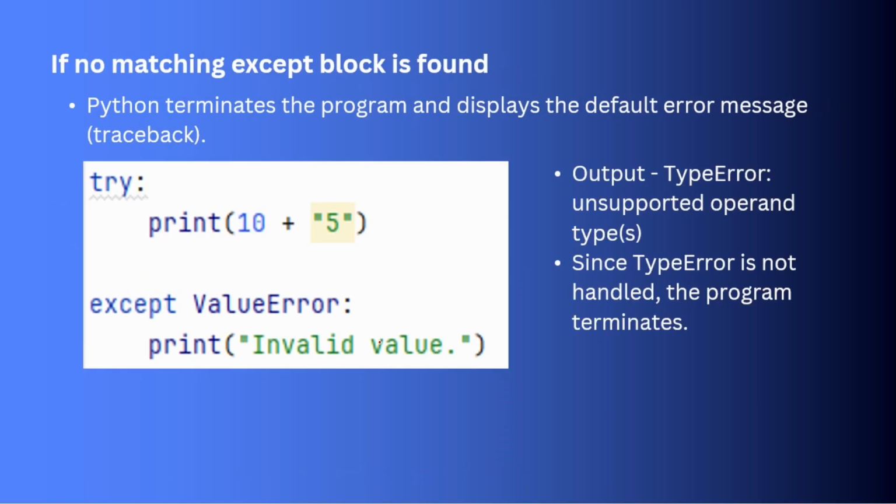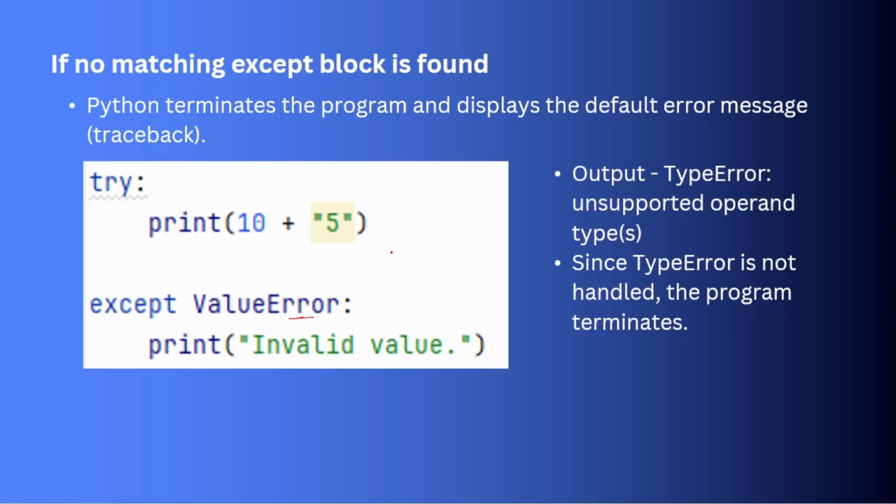If no matching except block is found, so what if there is an exception but we aren't able to find any particular matching block for it? Like all the exception types do not match the exception which has occurred. So what will happen is the program will get terminated. Python terminates the program and displays the default error message.